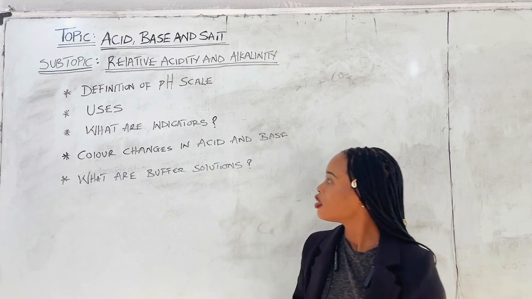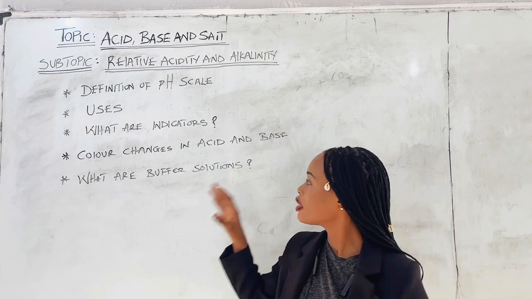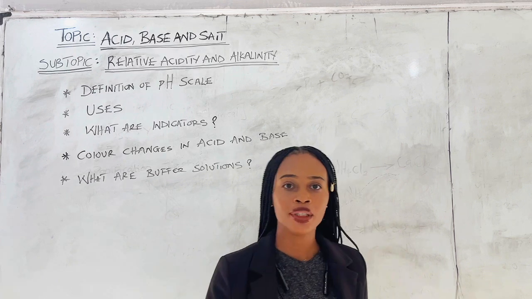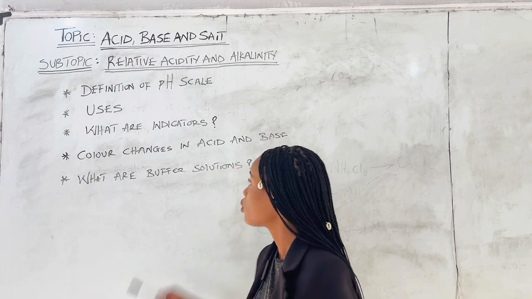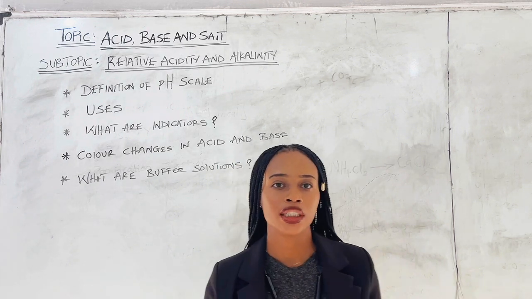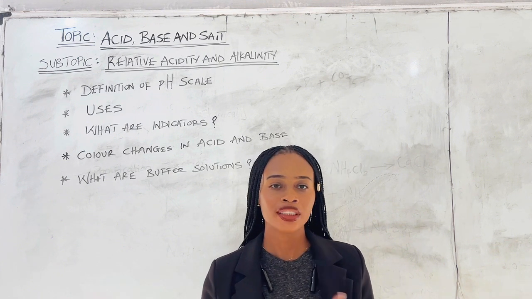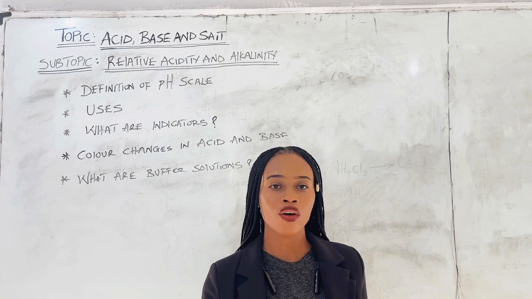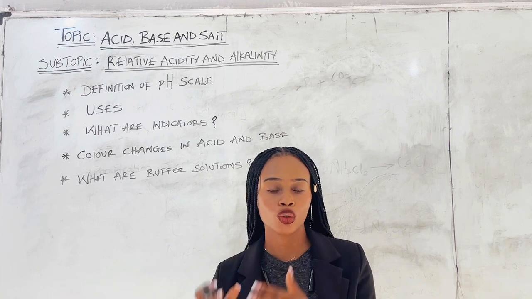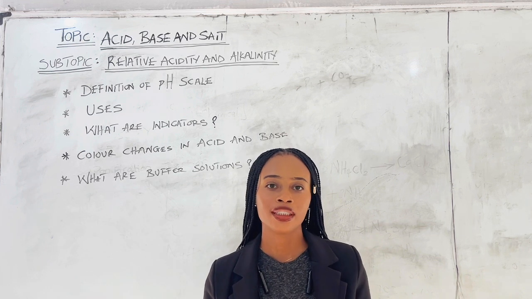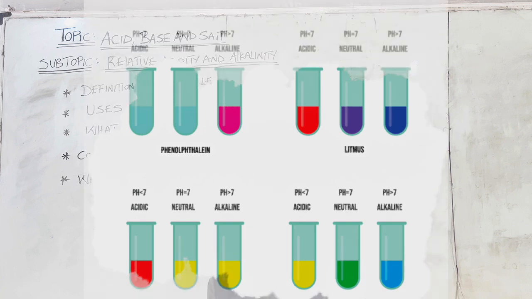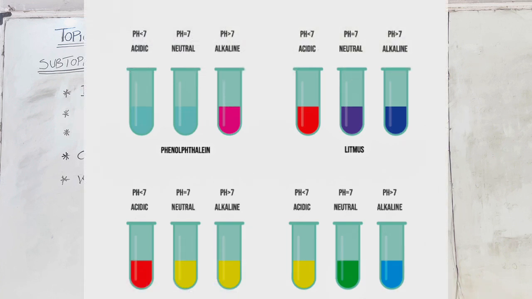The next thing we're going to be discussing is color changes in acid and base medium. So we just talked about indicators. What are those color changes that we can observe in an acidic or basic medium? First things first, whenever you use methyl orange in an acid solution, the color change you will see is red. And in a basic medium it is what?